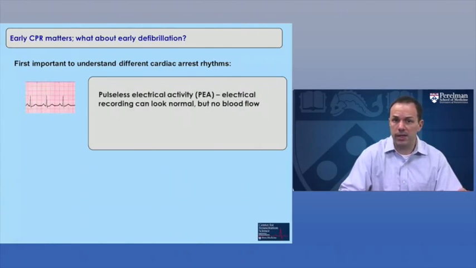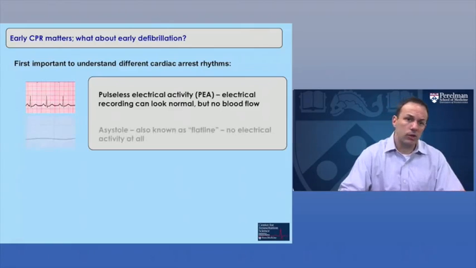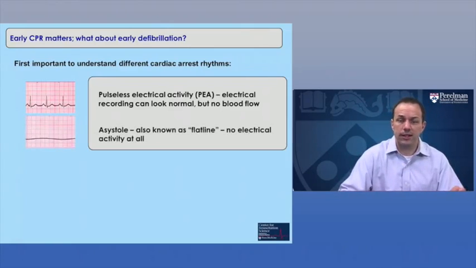You could also have something called PEA, or pulseless electrical activity. PEA is a funny rhythm in that it can often look normal. If I just handed a physician or a nurse this heart rhythm strip, they wouldn't know if the patient was in cardiac arrest or not. It can look normal. But in cardiac arrest, there's no blood flow, despite the electrical rhythm looking normal. There's also a well-known heart rhythm called asystole. This is known in the popular sphere as flatlining. You may have heard this in movies or TV shows. Someone goes flatline. That means there's no electrical activity at all.